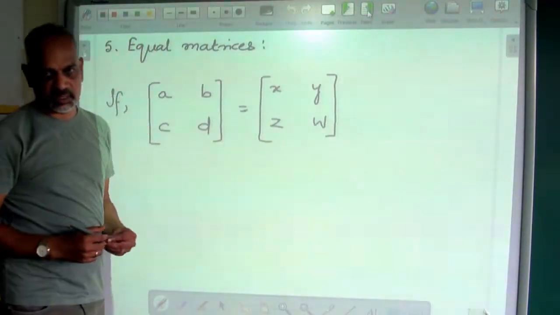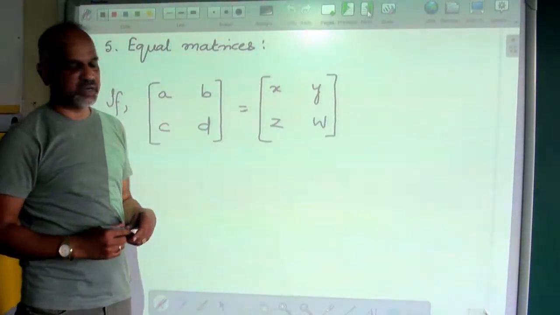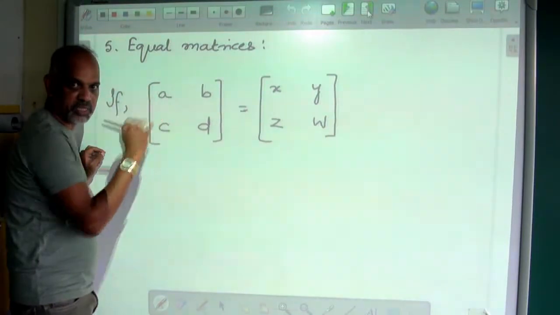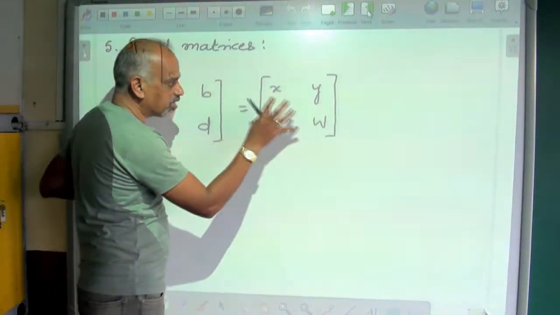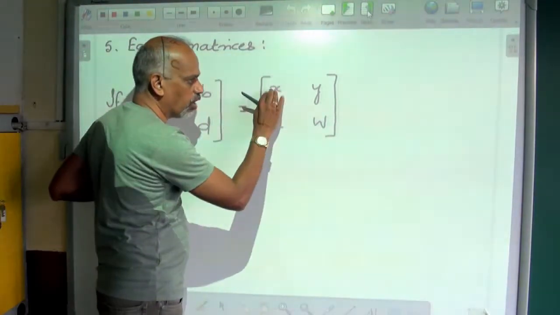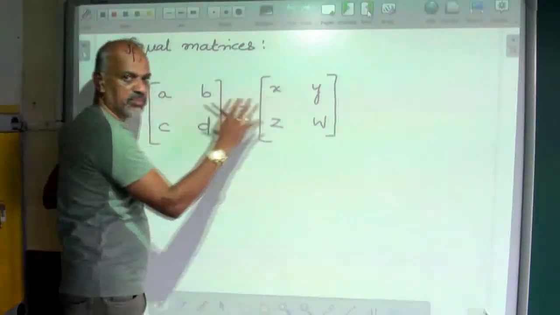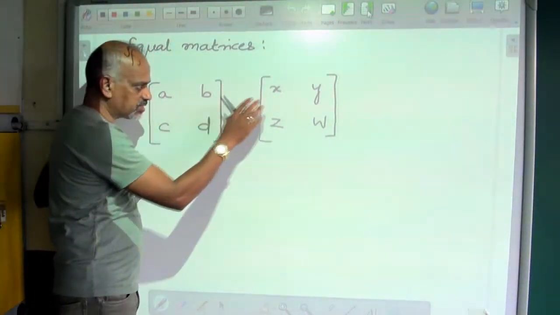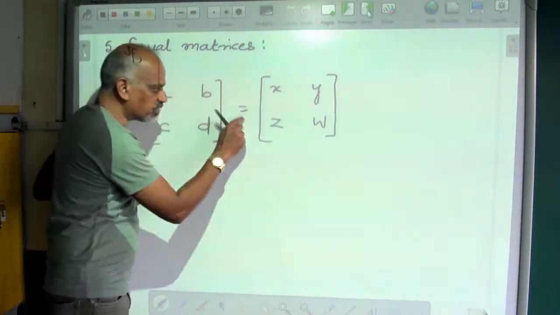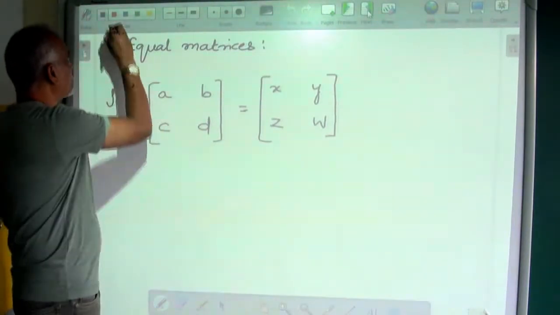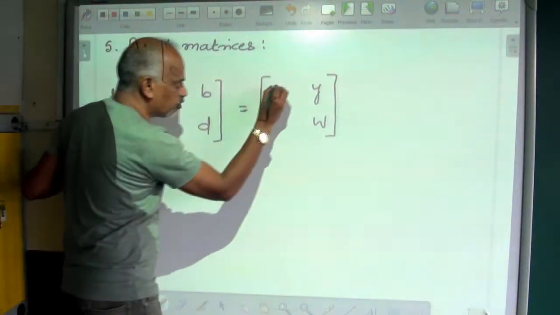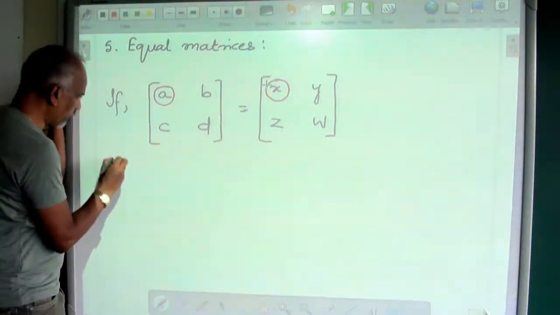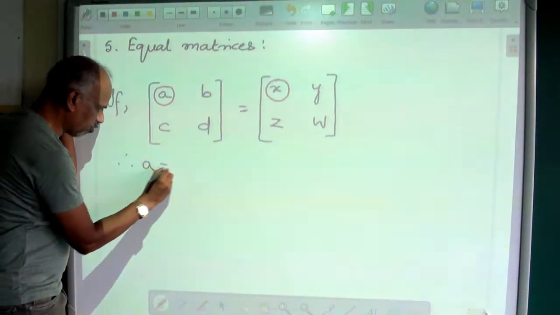Then, about equal matrices. The fifth one is about equal matrices. If this is one matrix, A, B, C, D, 4 elements, and it is equal to another matrix X, Y, Z, W, also having 4 elements. The number of elements should be the same. If this has 4 elements, this also must have 4 elements. If these two matrices are equal, then the first element here must be equal to the first element here, which means A and X must be equal. Therefore, A is equal to X.